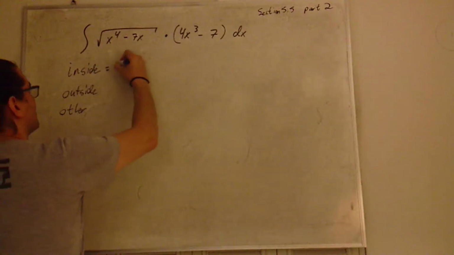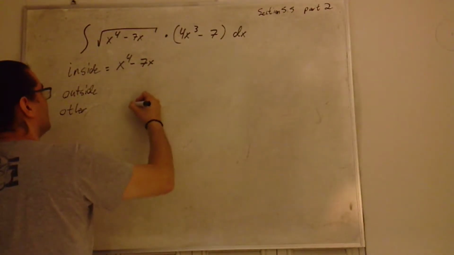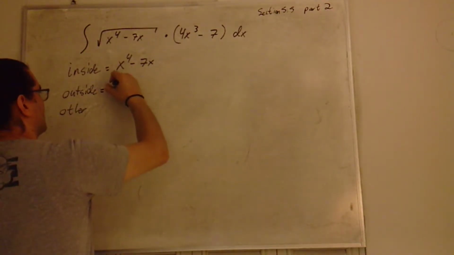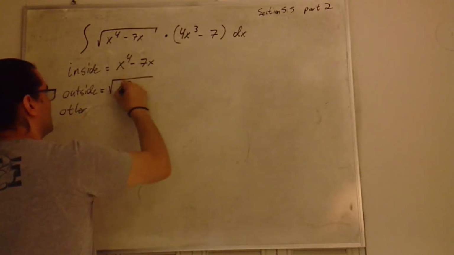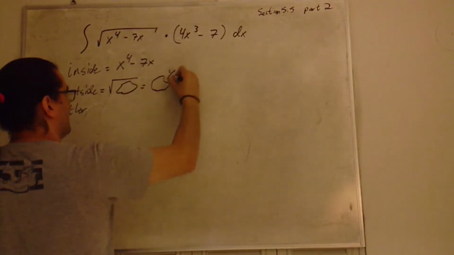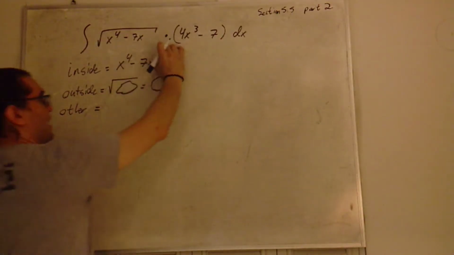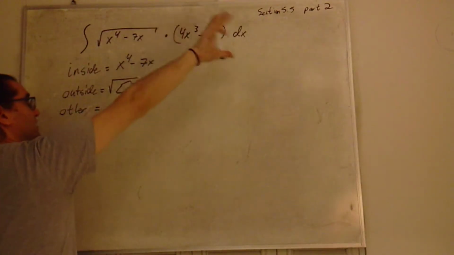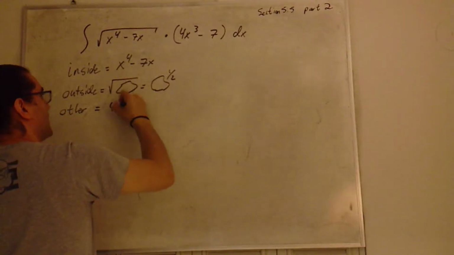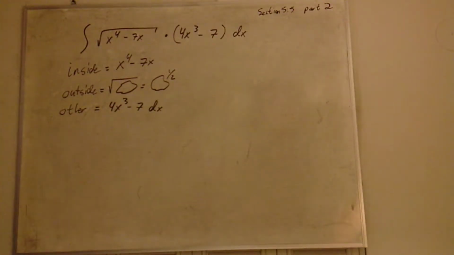So the inside function is x to the 4th minus 7x. The outside bit is going to be the square root of something, which is also known as something to the 1/2. And the other function will be literally everything else, the entire other piece. So that's 4x cubed minus 7 dx. This is the identification step.